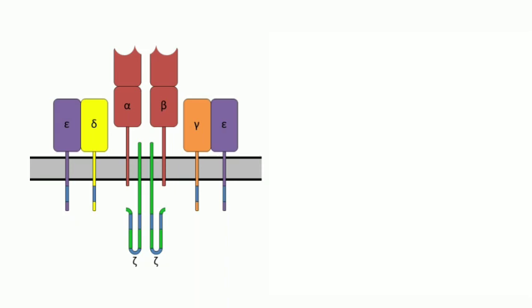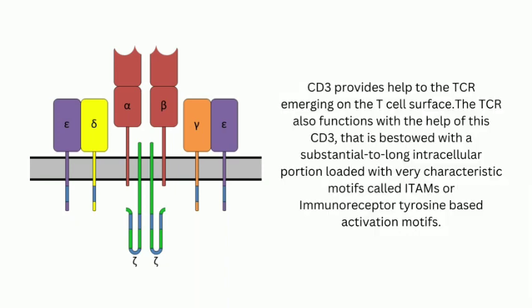The TCR is surrounded in space by a complex assisting molecule called CD3, which in itself is arranged as 3 transmembrane dimers, zeta-zeta, gamma-epsilon and epsilon-delta chains encircling the main structure, the TCR. CD3 provides help to the TCR for emerging on the T cell surface.